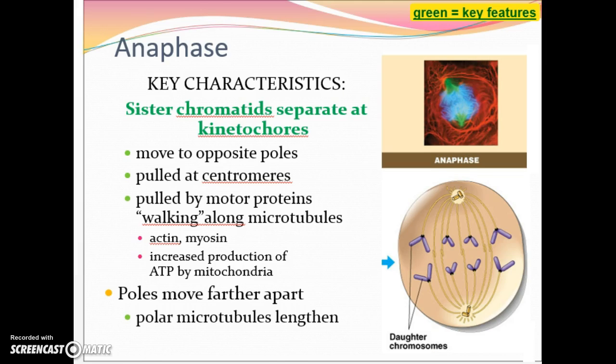So once we have metaphase finished, we have those chromosomes lined up, we move into anaphase. I always think of anaphase as starting with A. This is the portion where the chromatids will be pulled apart.